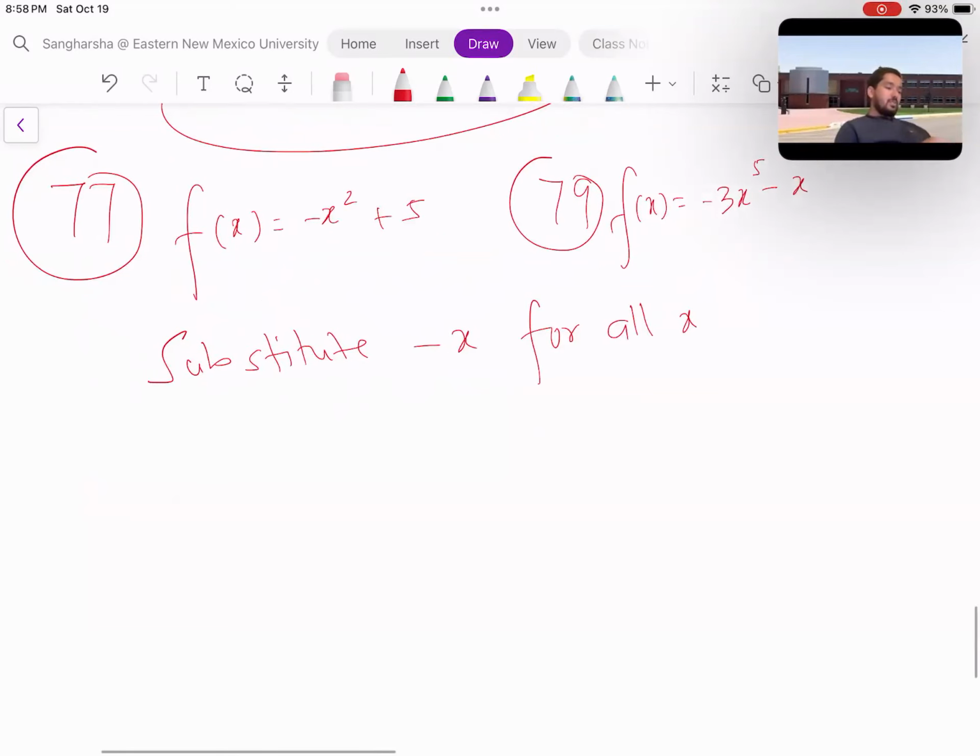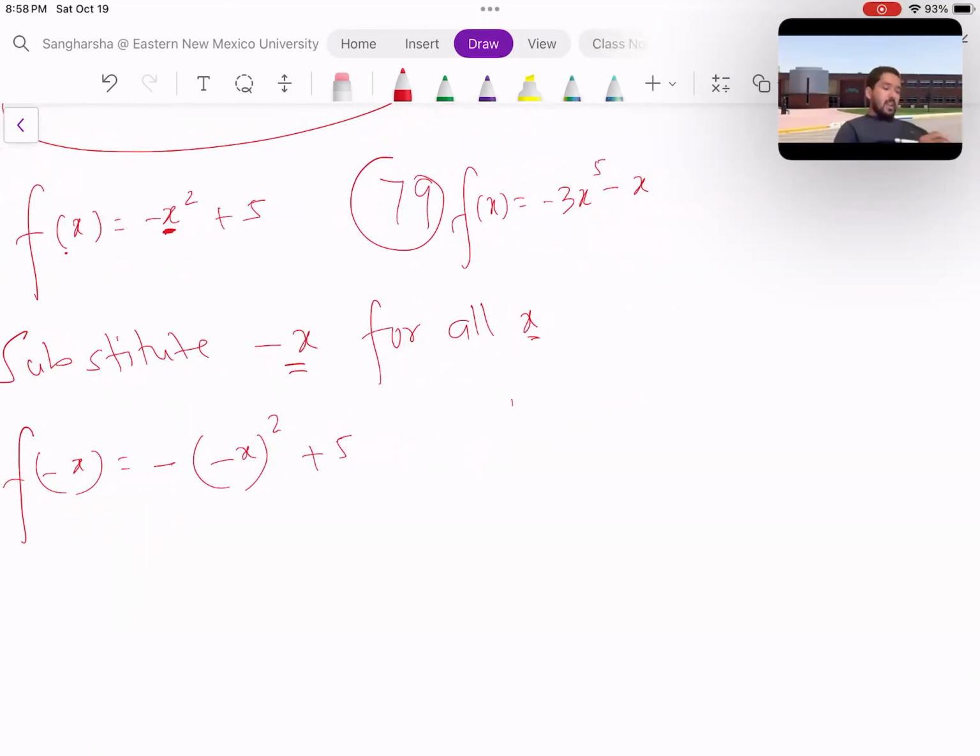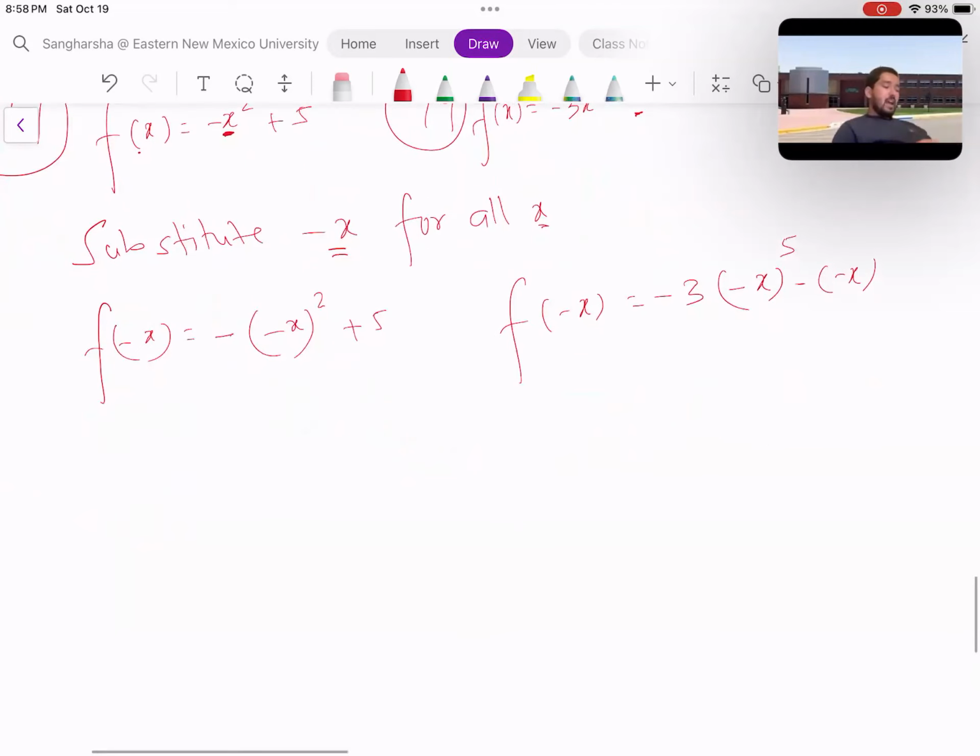So let's replace our x by negative x. So we have f of negative x equals negative as it is, you replace this x by negative x, make sure to have parentheses, negative x squared plus 5. You do the same thing for 79. f of negative x equals negative 3 as it is, and for x you replace with negative x to the power 5. So if you are asked to check whether the function is even or odd, that is the step. You replace your x by negative x.